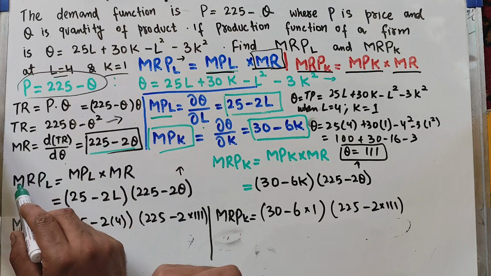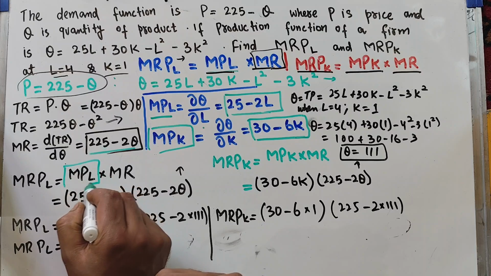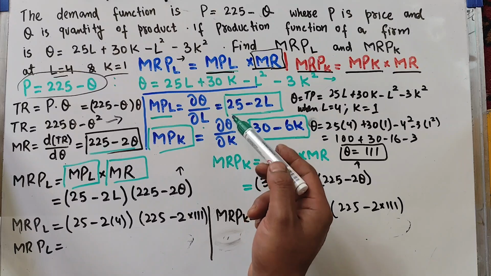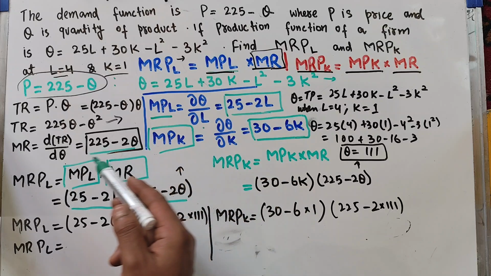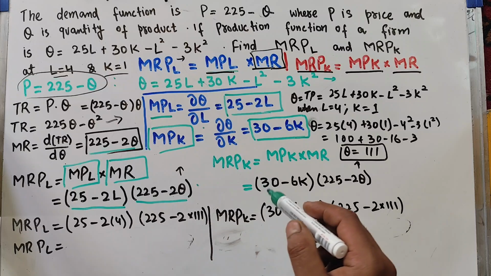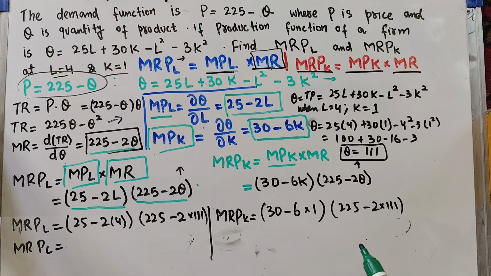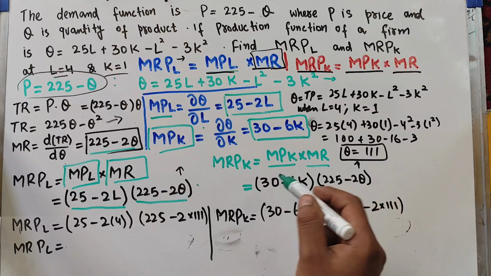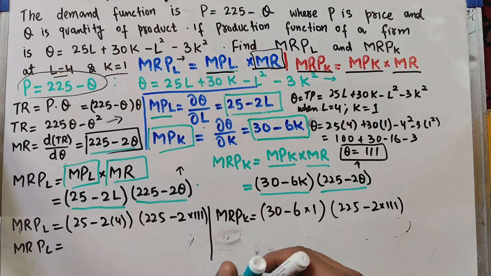Now we know that marginal revenue product of labor is equal to marginal product of labor times the marginal revenue. Marginal product of labor we calculated as 25 minus 2L, so we have written it here, times the marginal revenue, this very function. Similarly, marginal revenue product of capital will be equal to marginal product of capital times marginal revenue. Marginal product of capital, we calculated it as 30 minus 6K. To this we multiply by marginal revenue.